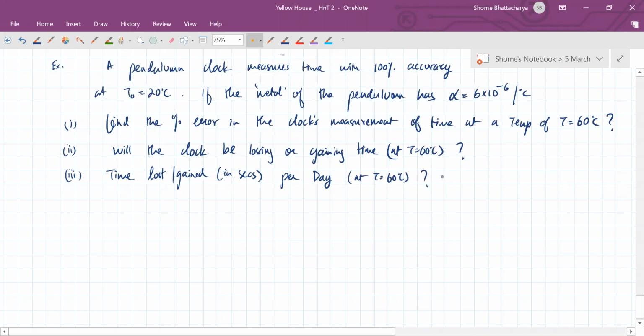So the clock is operating, instead of 20 degrees C, at 60 degrees C. Then per day how much time will it lose or gain, depending on whether the clock is running faster than actual time or slower than actual time? So just try out this question, we will discuss.